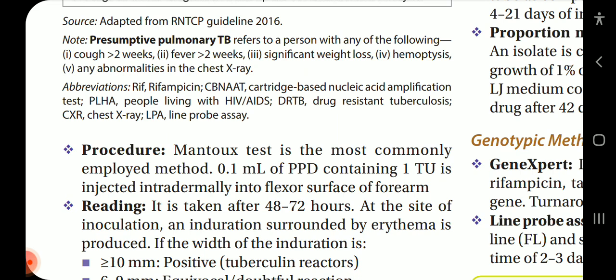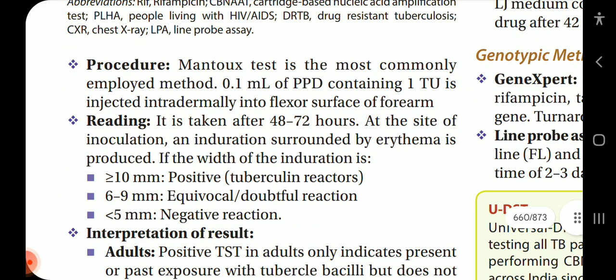Abbreviations used: RIF is for rifampicin. CB-NAT is cartridge-based nucleic acid amplification test. PLHA is people living with HIV or AIDS. DRTB is drug-resistant tuberculosis. CXR is chest X-ray, and LPA is line probe assay.